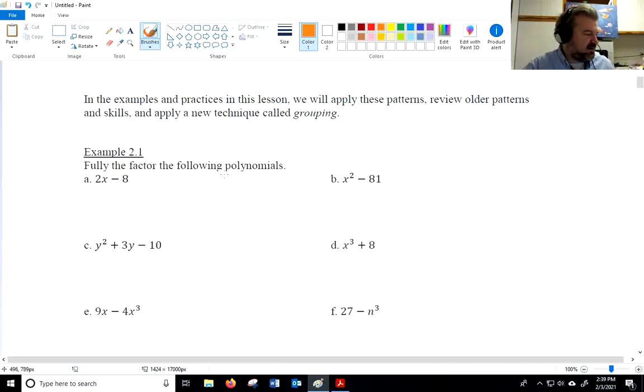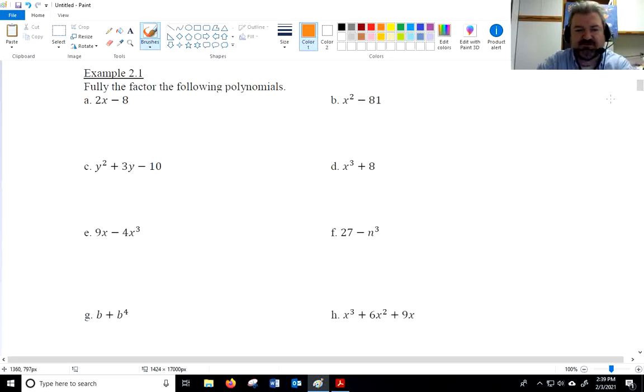Okay, in the examples and practices in this lesson, we'll also apply these patterns. We'll review older patterns and skills, and we'll apply a new pattern called grouping. A new technique, I should say. All right, let's start by just factoring some polynomials.